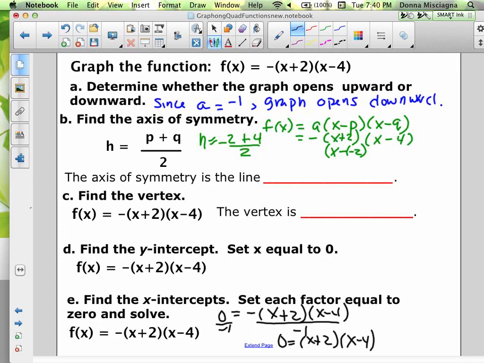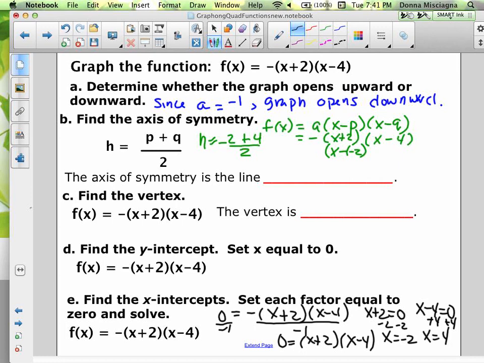And remember the zero product rule: if you have two values, and when you multiply them their product is 0, that means one of the factors has to be 0. Because you only get 0 as a product if you multiply by 0. So that means x plus 2 is 0. And if I subtract 2 from both sides, we see x is negative 2. x minus 4 is 0. If I add 4 to both sides, we see x is 4.